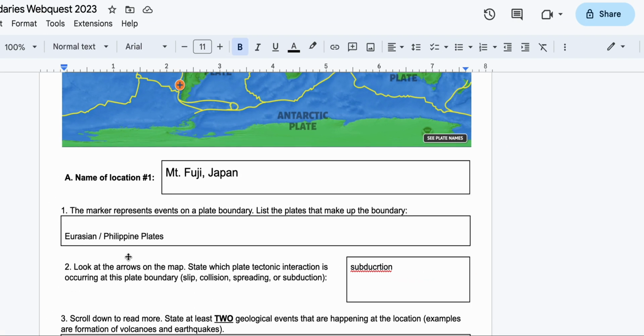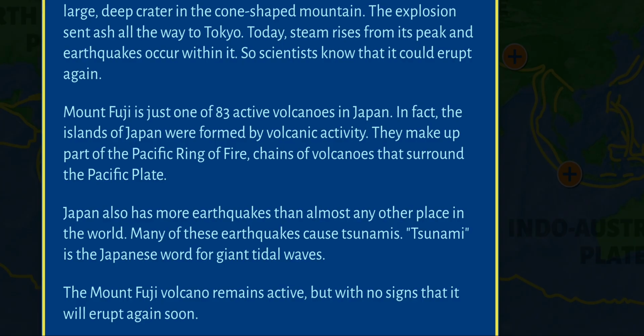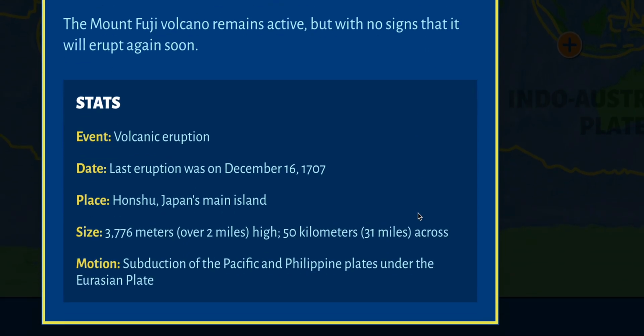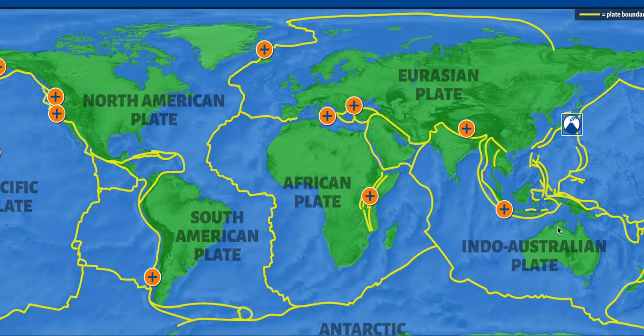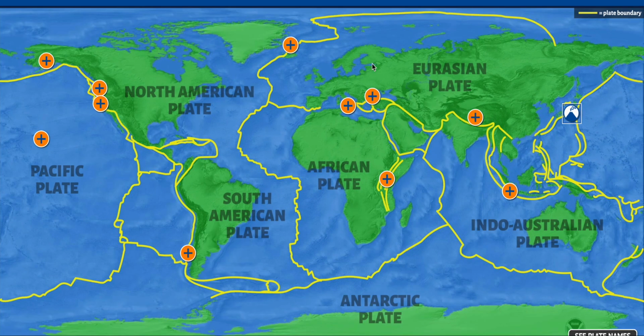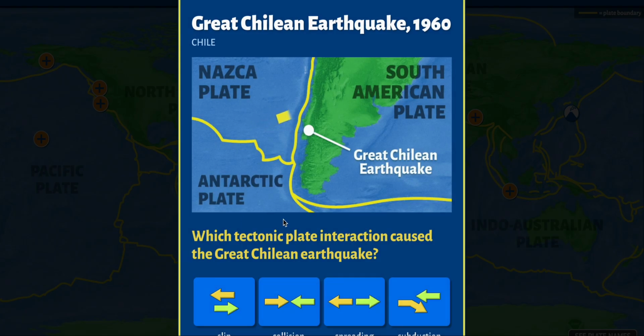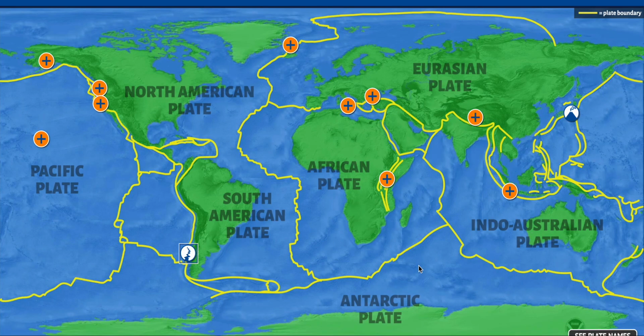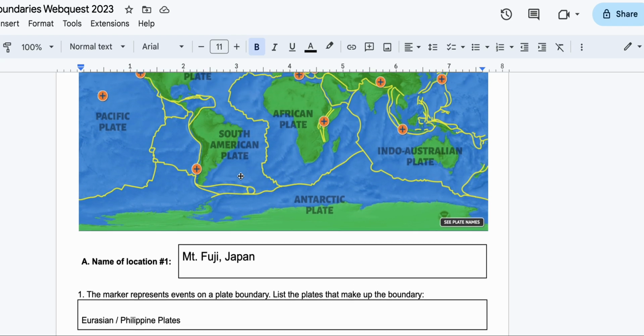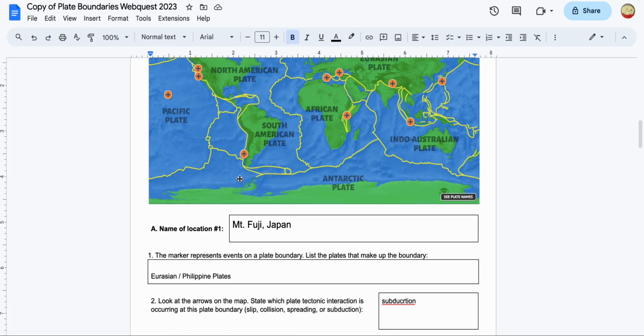So basically, you are going to pick any of these that you want. Okay, so like Mount Fuji could have been my location A. If you pick this one, the Great Chilean Earthquake of 1960, that would have been your location A. Okay, it doesn't matter which ones of these that you pick to fill in your Webquest for part two.